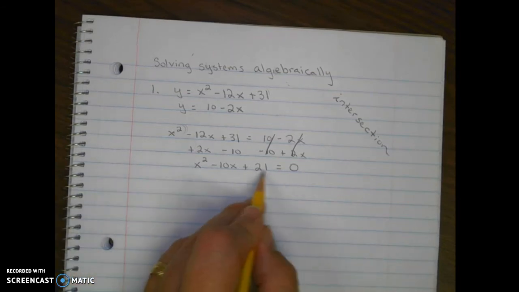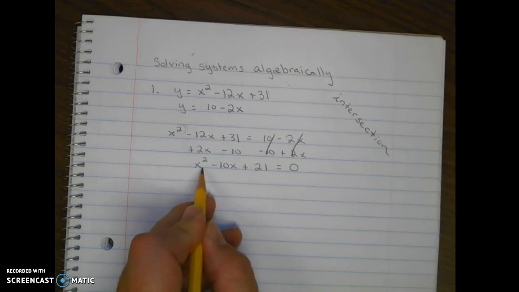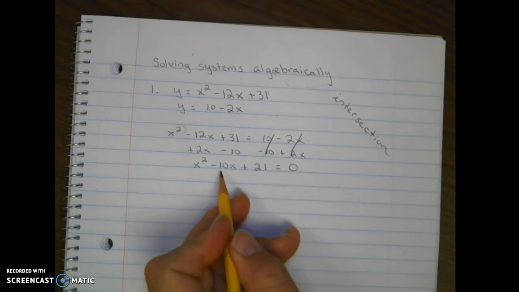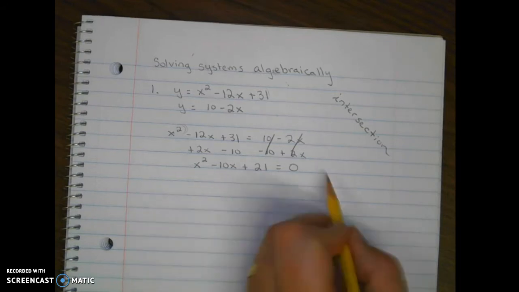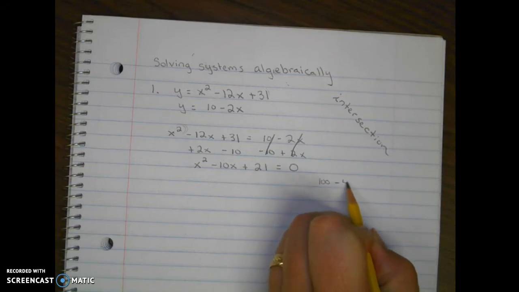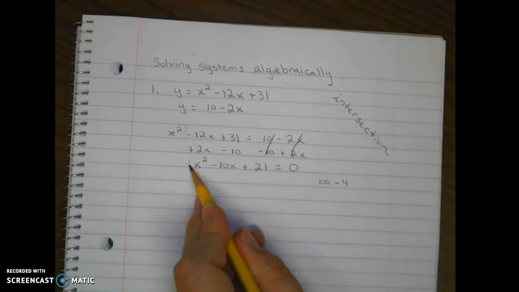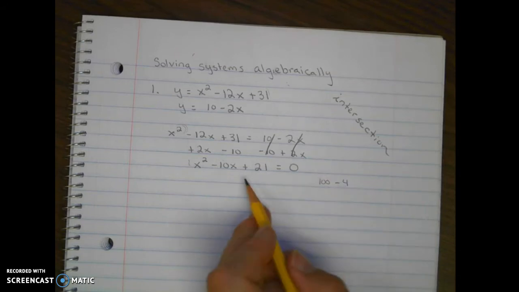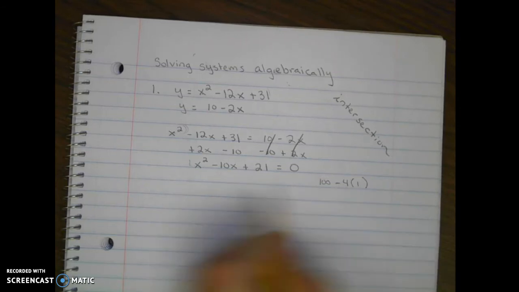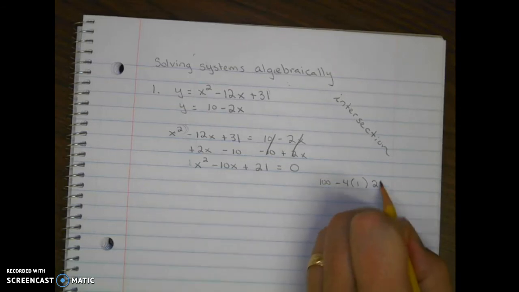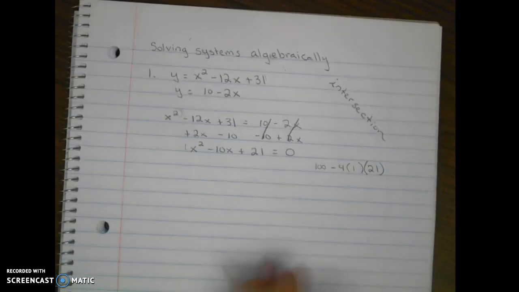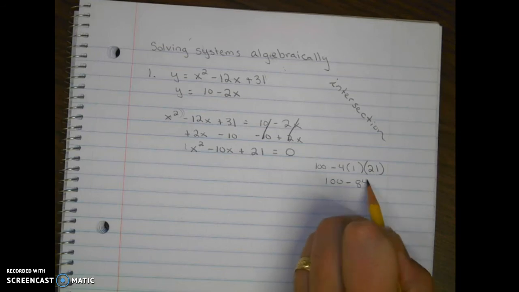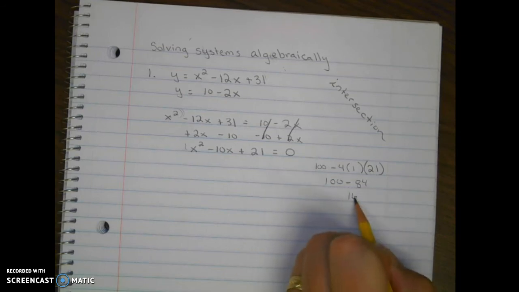You can tell easily if it's factorable by using the discriminant. You could possibly do that in your head. Square the b, you get 100 minus 4 times 1 times 21, and you get 84. I'm sorry. So we get 100 minus 84, which comes out to be 16.